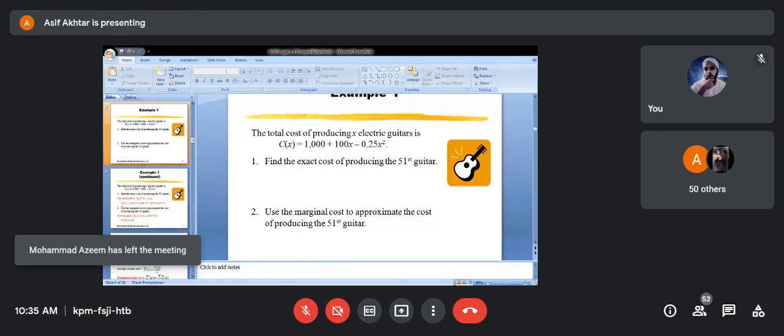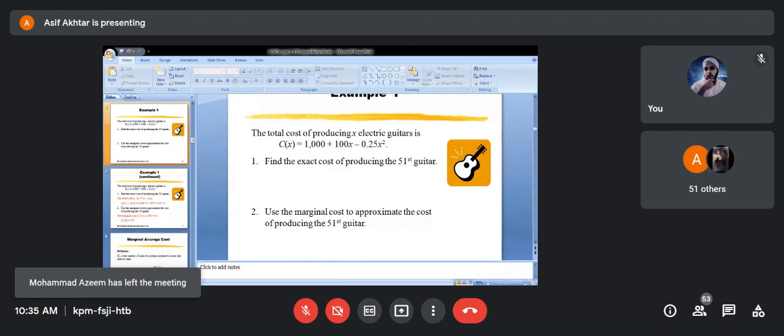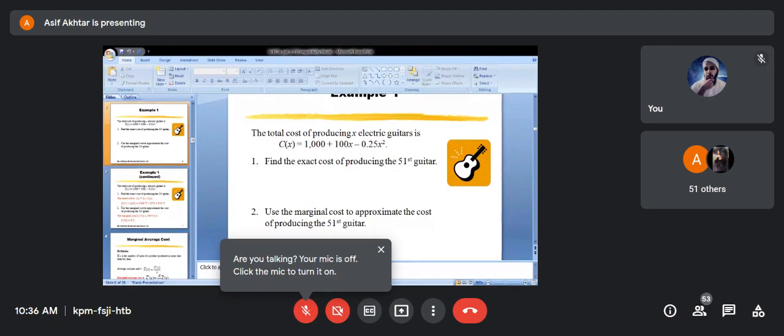Now tell me this, are you able to calculate the differentiation of this 1000 plus 100x minus 0.25x square? यहाँ तो कोई प्रॉब्लम नहीं है differentiation में. No, sir. Like after replacing the value of x, there is no problem in solving it. No, I'm not asking about placing the value of x. I'm saying, are you able to calculate the differentiation of the cost function? No, sir. I don't think I am. Why? Let me help you out in doing so.